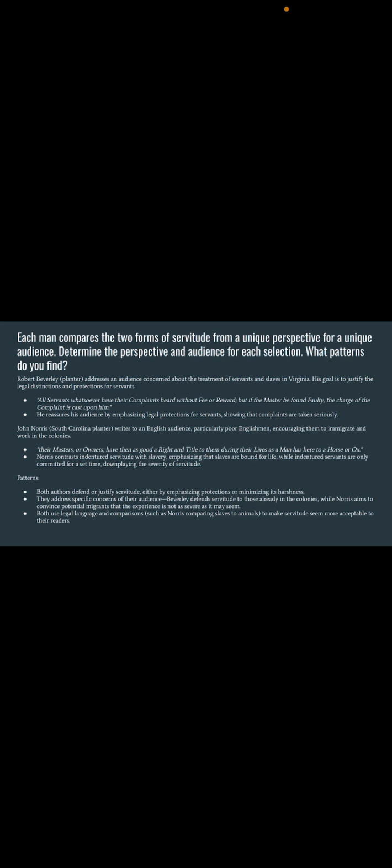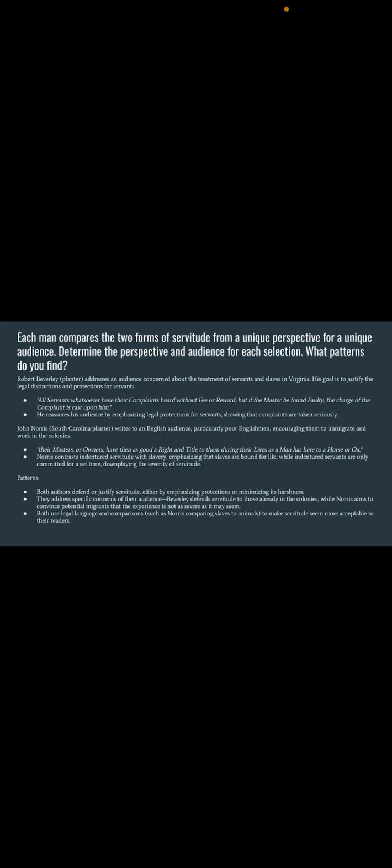In each of the selections, the men offer distinct perspectives on servitude, shaped by their roles and intended audiences. Robert Beverly, a planter, addresses an audience that may be concerned about the treatment of servants and slaves in Virginia. His perspective aims to justify the legal distinctions between indentured servitude and slavery. It emphasizes the legal protections for servants. He reassures his audience by saying that all servants whatsoever have their complaints heard without fee or reward, but if the master be found guilty, the charge of the complaint is cast upon him. Beverly seeks to mitigate concerns about cruelty by highlighting the protections in place for servants.